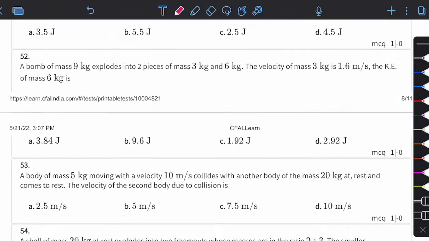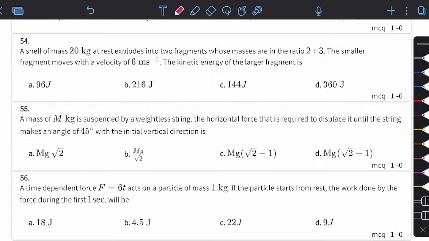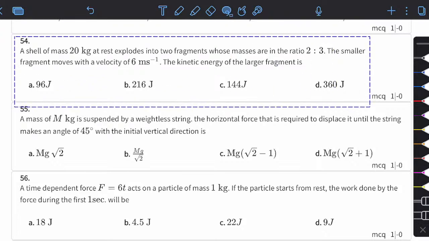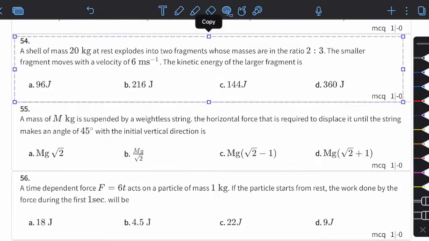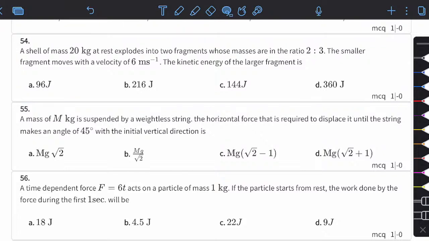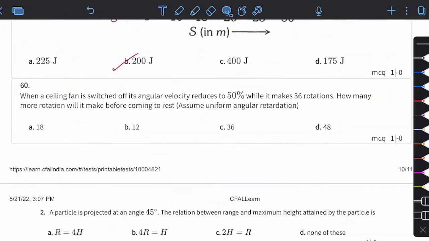Let's solve the 54th question. A shell of mass 20 kilograms, initially at rest, explodes into two fragments whose masses are in the ratio 2:3. The smaller fragment moves with a velocity of 6 meters per second. What is the kinetic energy of the larger fragment?